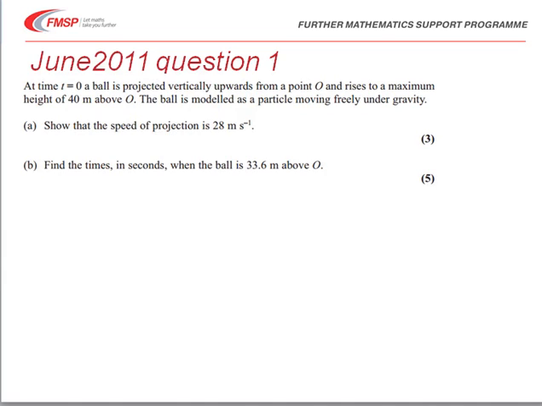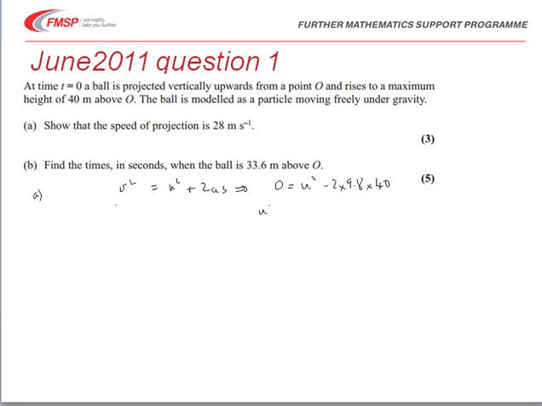Well, in the first part of the question, we know that it reaches its maximum height, so therefore the velocity at the end of that is going to be 0. We want to find the initial speed of projection, and we know the acceleration is negative 9.8 meters per second squared. We also know the maximum height, so we can use v squared equals u squared plus 2as, and putting the numbers into that, we get 0 equals u squared minus 2 multiplied by 9.8 multiplied by the maximum height 40.